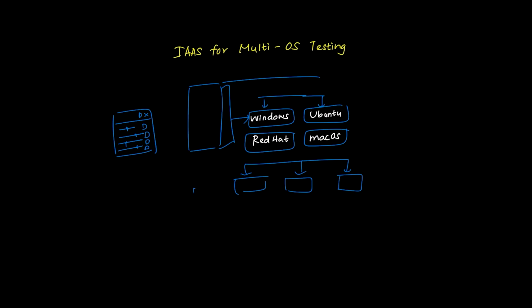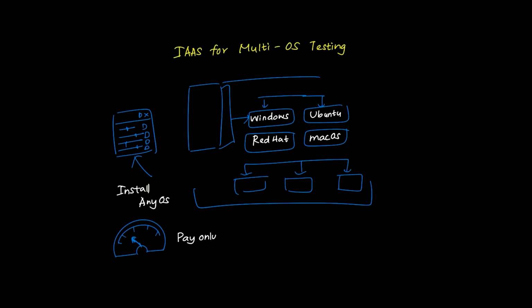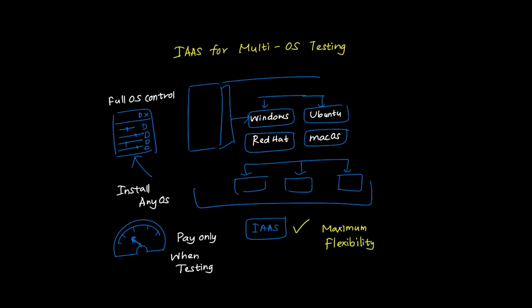You're not locked into predetermined platforms or operating systems. You can install whatever you need, configure it however you want, and pay only for the time you use it. Software as a service provides finished applications, Platform as a service locks you into specific OS choices. And testing as a service focuses on test automation, not OS flexibility. IaaS provides the cost-effective, flexible foundation for comprehensive multi-OS testing.